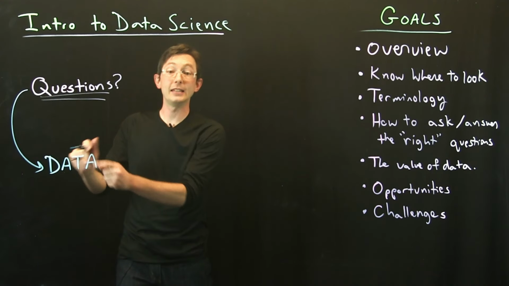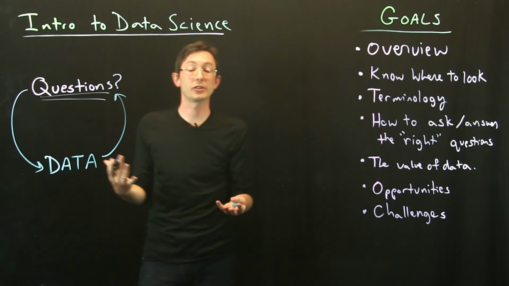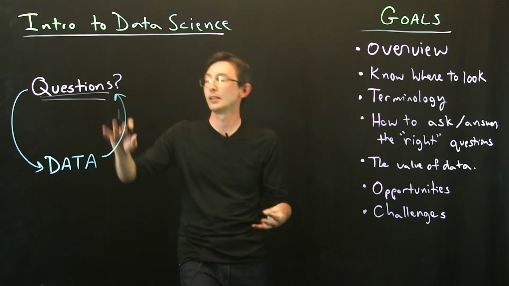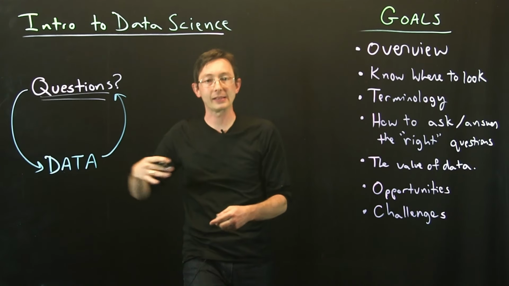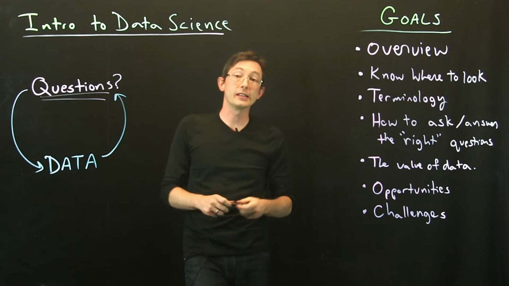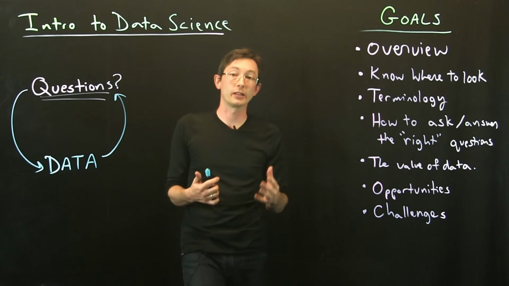And then from my data, how do I refine the questions I'm asking? Maybe I ask new questions. Maybe I wasn't asking the right question in the first place. And so there's this very interesting feedback cycle between asking questions and answering them with data. And that really is the heart of data science. That's what we're going to talk about.